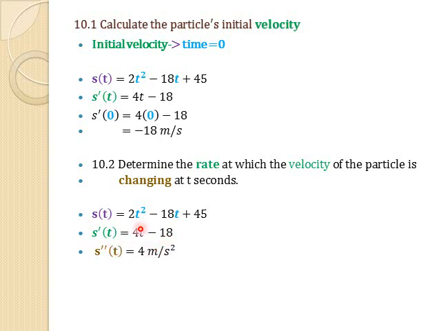Second derivative: 1 times 4 gives me 4. t falls away. Negative 18 becomes 0. So the rate of change in velocity is 4 meters per second squared.